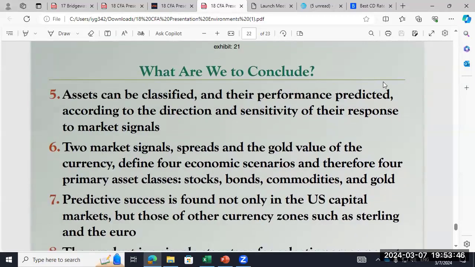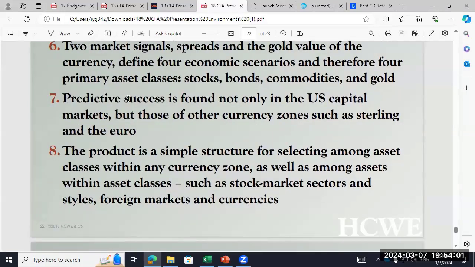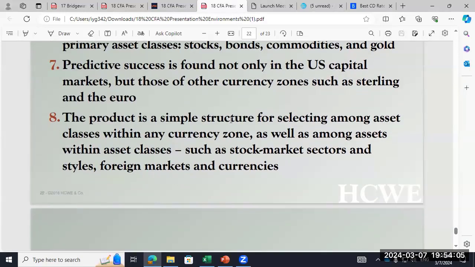Assets can be classified according to the direction and sensitivity of the response to those market signals. Two market signals, spreads, and the gold value of currency define our four economic scenarios and therefore four primary asset classes. Predictive success is found not only in the US, but around the world. The product is a simple structure, and that's the one thing that I love.